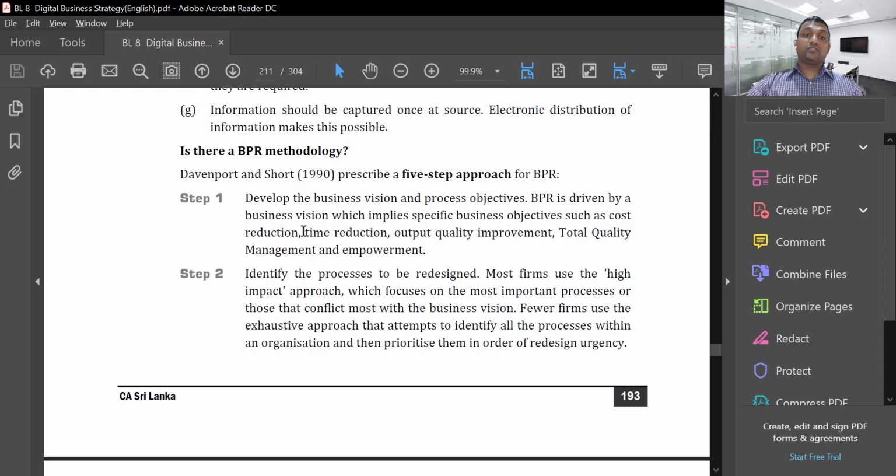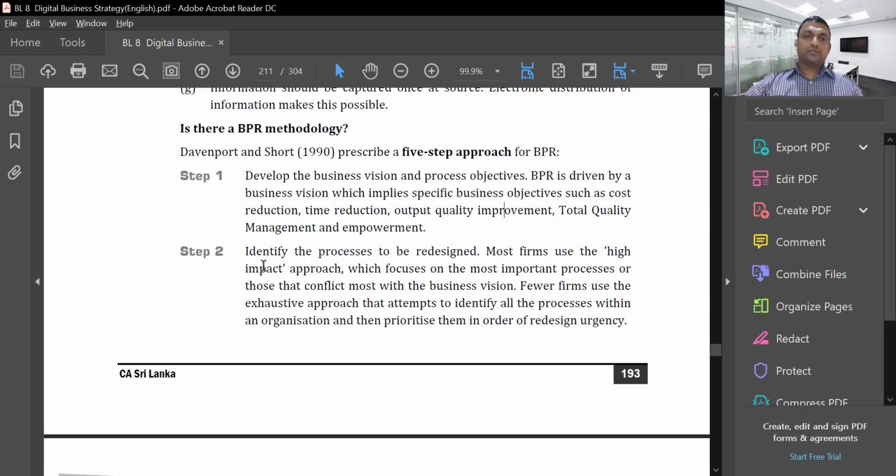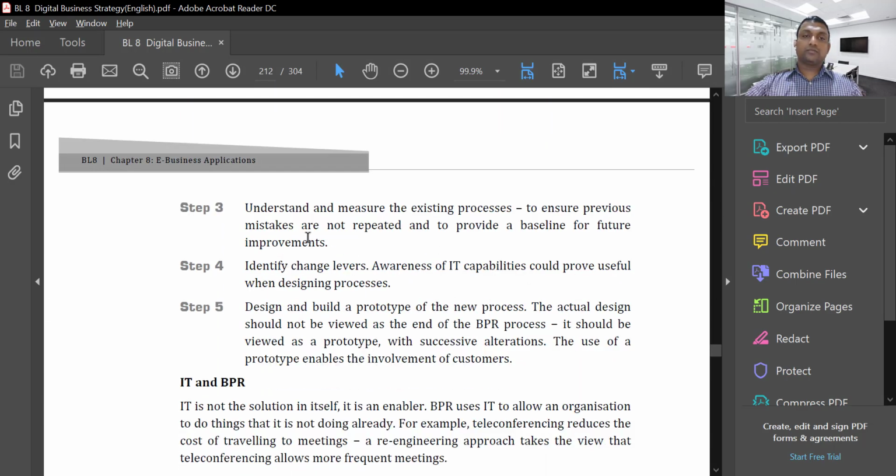Business process reengineering is driven by business vision, which implies specific business objectives such as cost reduction, time reduction, output quality improvement, total quality management, and empowerment. So the first step is all about creating a good business vision and objectives for the processes. When that is done, step 2, identify the processes to be redesigned. So from the existing processes, to identify which processes needs to be redesigned. And then move on to step 3, understand and measure the existing processes.